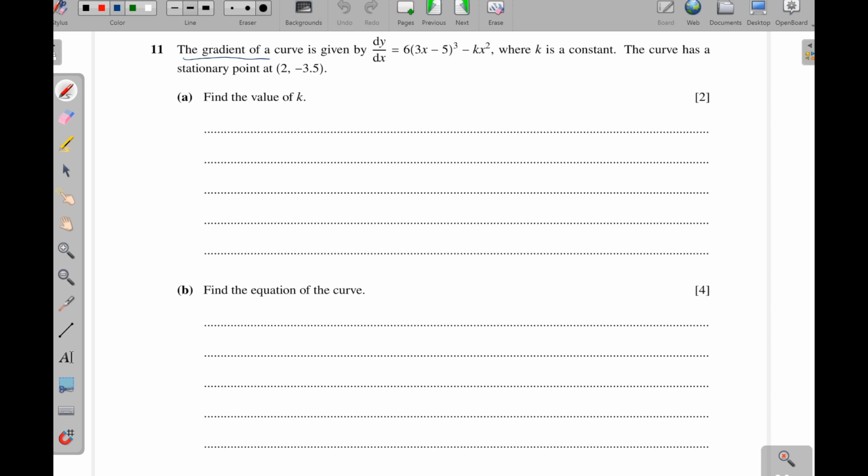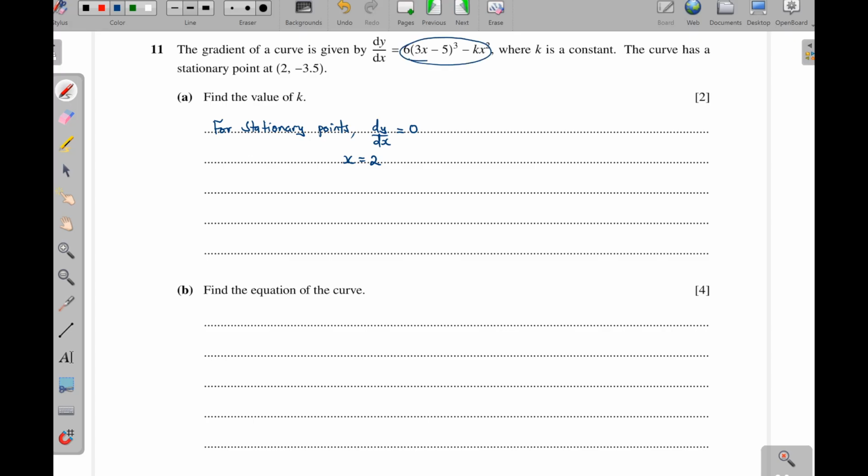Question 11. The gradient of a curve is given by this, where k is a constant. The curve has the stationary point, this one. Find the value of k. Now, we know that for stationary points, dy dx is equal to 0. Okay, so what is our dy dx? And here, our x is actually equal to 2, not so? For the stationary point.